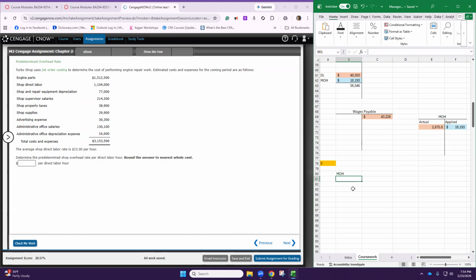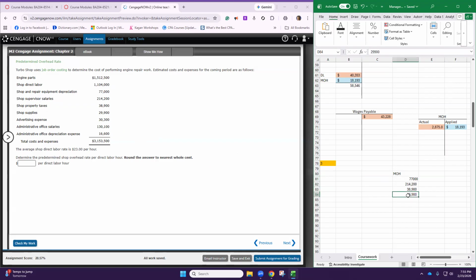So manufacturing overhead, let's go ahead and key in what we know. 77,000 is the repairs and equipment depreciation. 214,200 is the shop supervisor salaries. Shop is another word for factory, plant. And then we have shop supplies, 29,900. So let me move these over here. They're just trying to see if you know what should be considered overhead and what shouldn't. Let me double check this. Now we have 1, 2, 3, 4, 5. No, we don't want shop direct labor because that's DL, that's DM. So we have 1, 2, 3, 4.